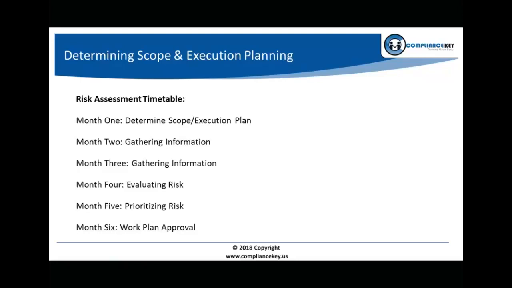So I'd budget in a couple of months at least for gathering information, and then another month or so for evaluating the risk and prioritizing the risk. That may not take you a month each, so you may be able to shorten that a little bit. And then for work plan approval, I would budget in at least a month or so. Some of that will also depend upon schedules and, if you're ultimately presenting this to a board committee, how frequently they meet. Do they meet monthly or quarterly?